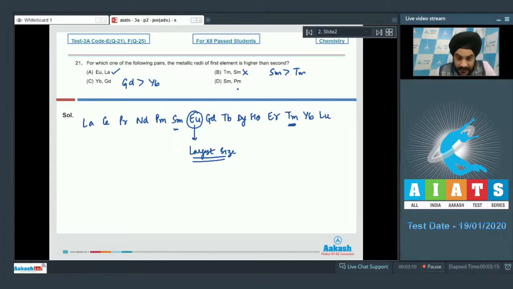If you talk about the last one, we have SM and PM. So PM has a greater size than SM. Okay, so only the first option contains the elements in which the first element has a greater radius than the second element. So for question number 21, we have to mark the correct answer as option A. Let us look at the next question now.